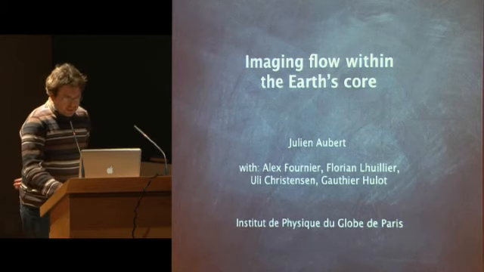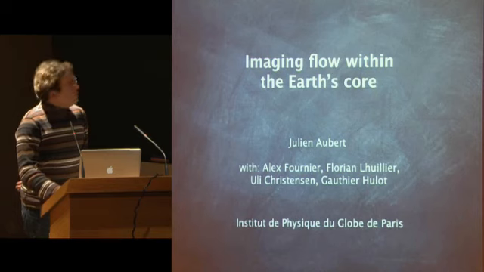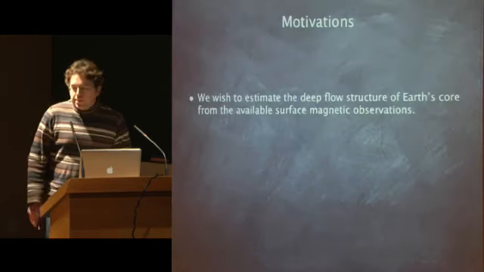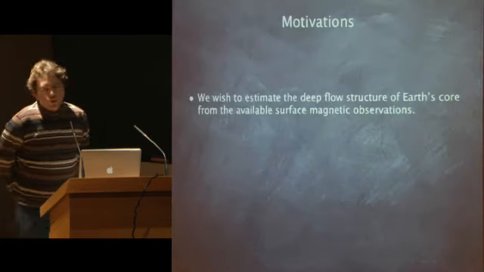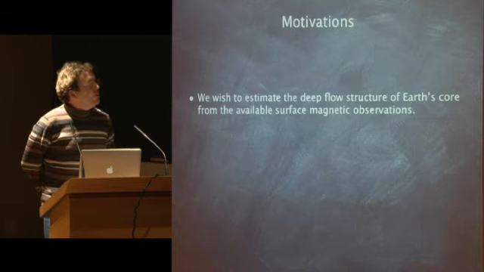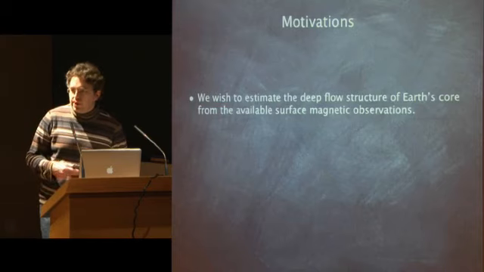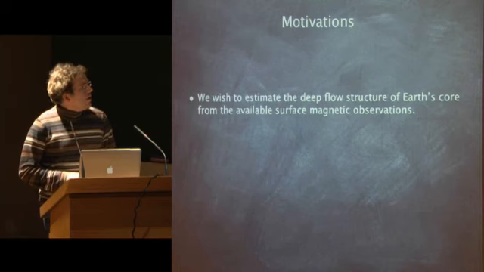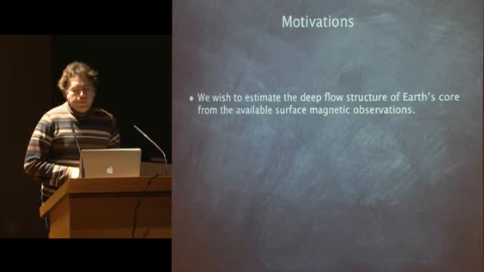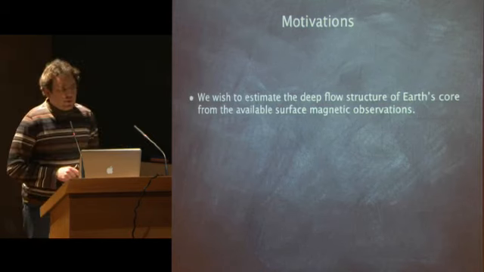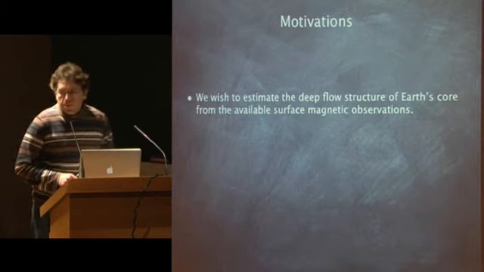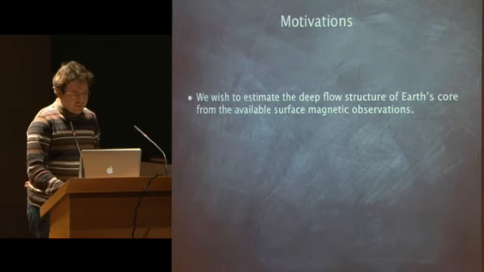The main aim of this work is to estimate the deep flow structure and other variables as well, but mostly for this talk, it's going to be about flow in Earth's outer core from the available magnetic observations, which, as we know, are available only on the surface.